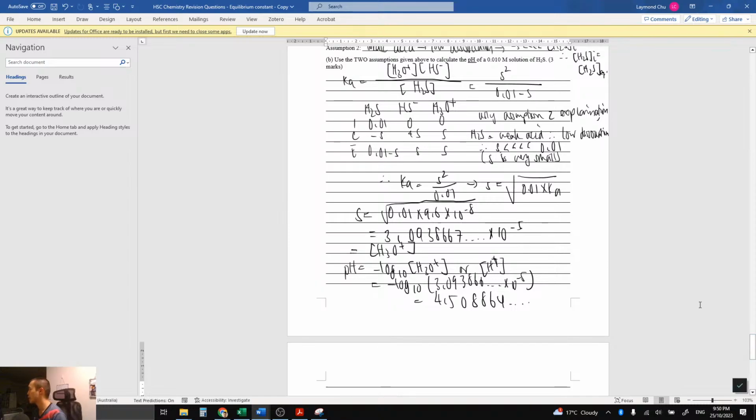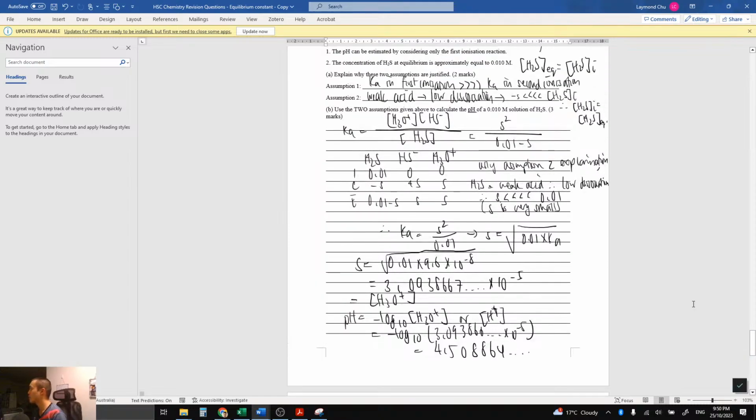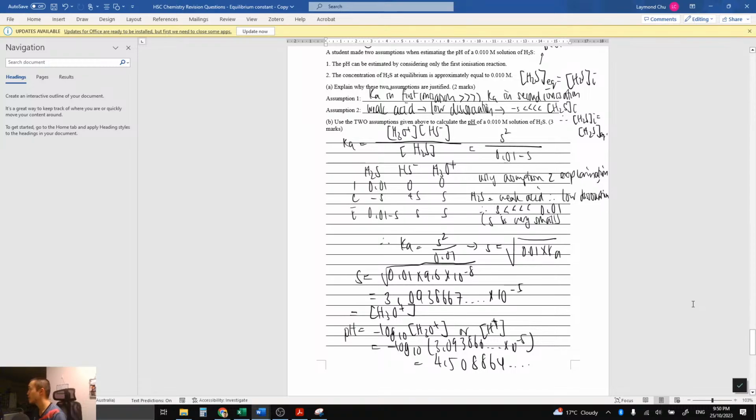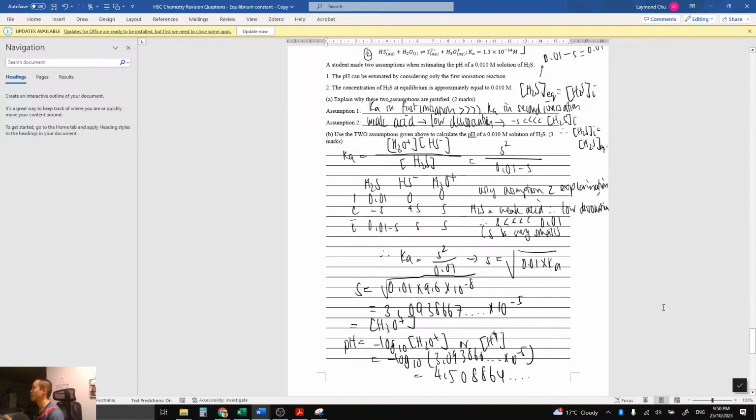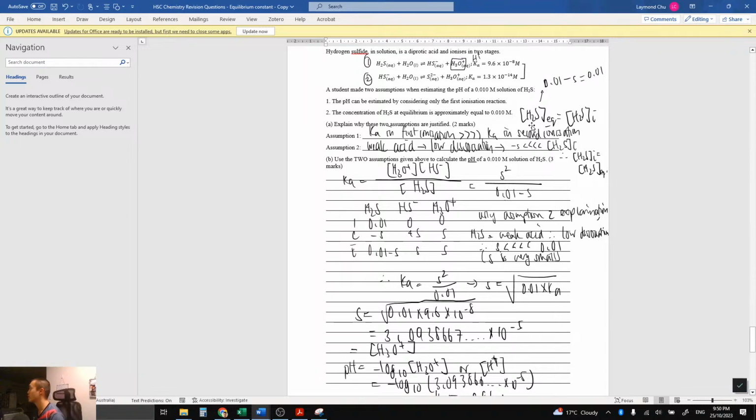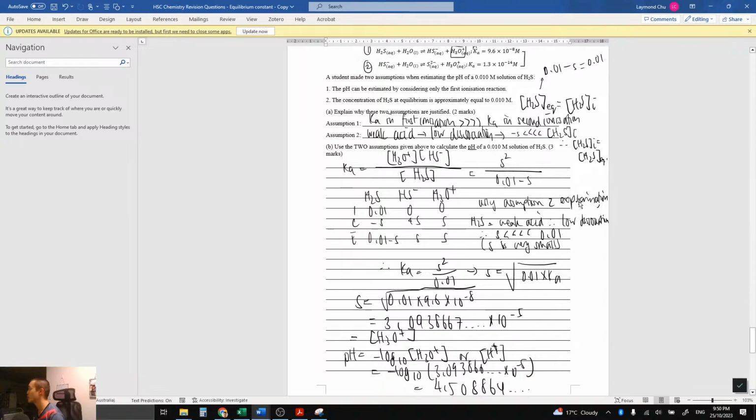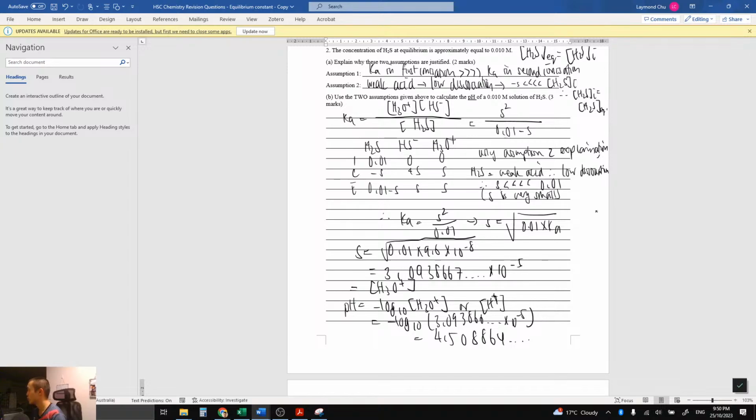Whenever we're calculating the pH and rounding it off, we want to look at the number of sig figs, convert that to decimal places, and round our answer to that particular decimal place. The lowest number of sig figs we used here was 2, so we want to round that off to 2 dp. So that's 4.51 to 2 dp. Okay.